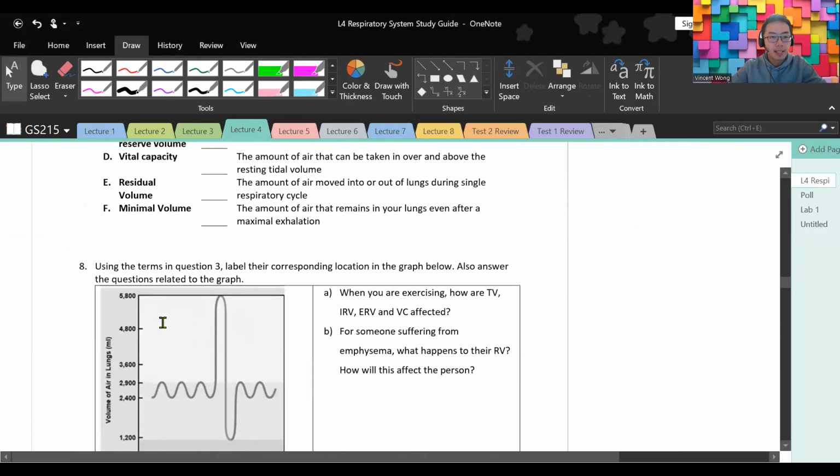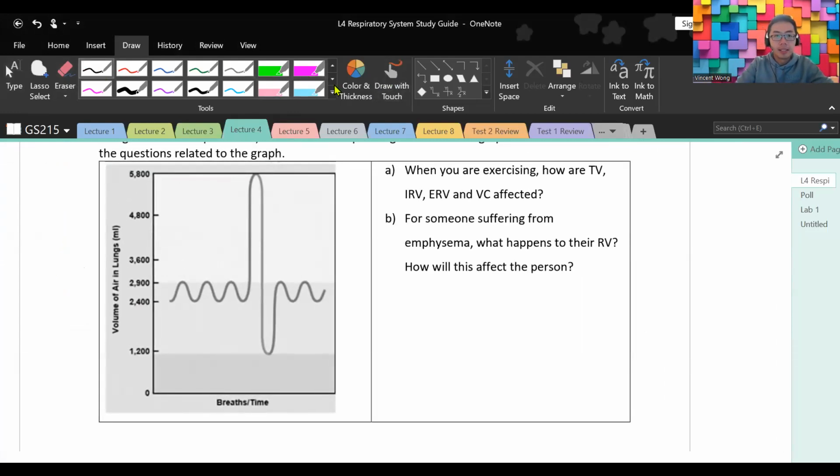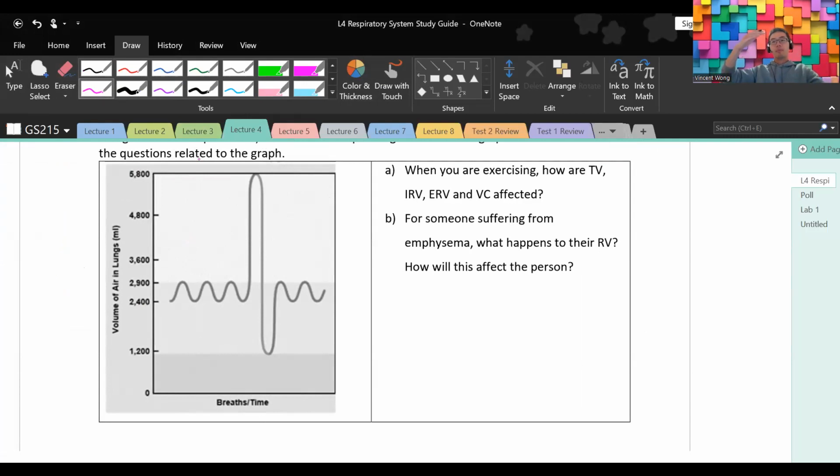Match the following terms with their appropriate definition. So before we do that, let's take a look at this graph. I think I talked about this in the recordings already, but let's just go through it again. When you're just sitting there, breathing in and breathing out, air goes in, your volume goes up. Breathing out, volume goes down. So your lung increases and decreases its volume as you breathe in and out.